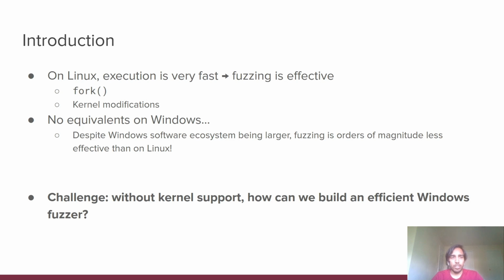Now, on Linux, the execution mechanism in general is very fast. This is due to the fork system call, which is a copy-on-write style system call and makes process creation and process cloning very, very efficient. However, on Windows, there is no such equivalent, and thus, even though the Windows software ecosystem is larger, fuzzing is much slower on Windows than it is on Linux due to the inherent kernel compatibility issues. So the challenge that we took on was: can we build a more efficient fuzzer for Windows binaries without using any additional kernel support, that is, making it kernel agnostic?